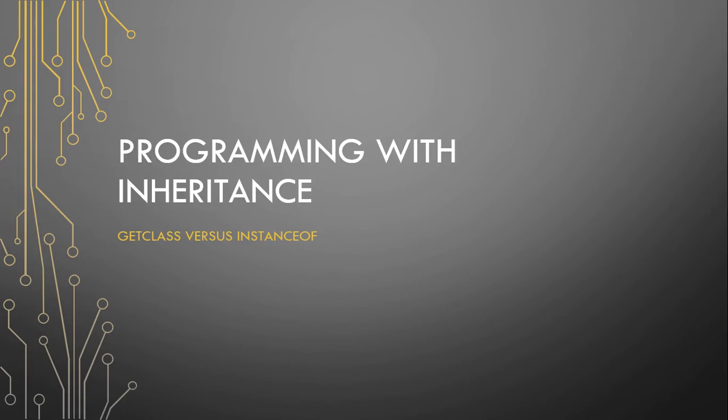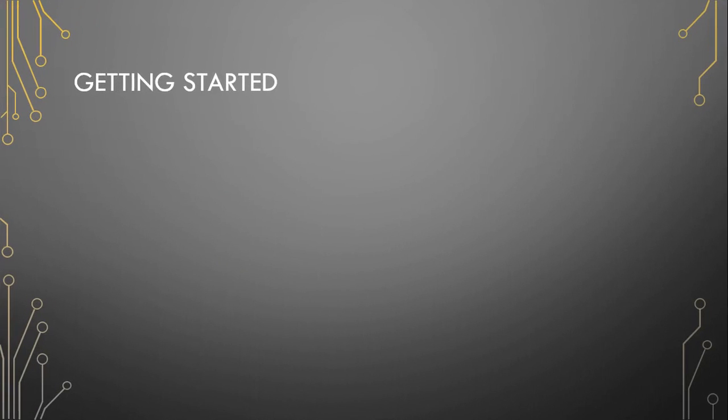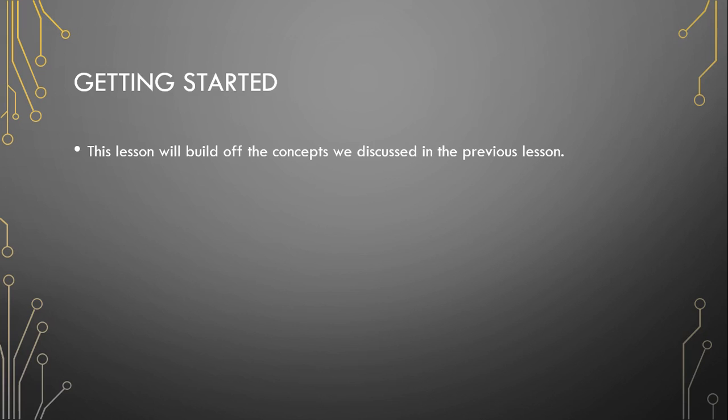Alright students, let's go ahead and do our last lesson here on programming with inheritance. Let's just quickly discuss getClass versus instanceof. If you recall, we used getClass in our previous lesson to redefine how we've been using our equals methods. So we're going to compare that yet again, building off of those concepts, as I alluded to at the end of the last video.